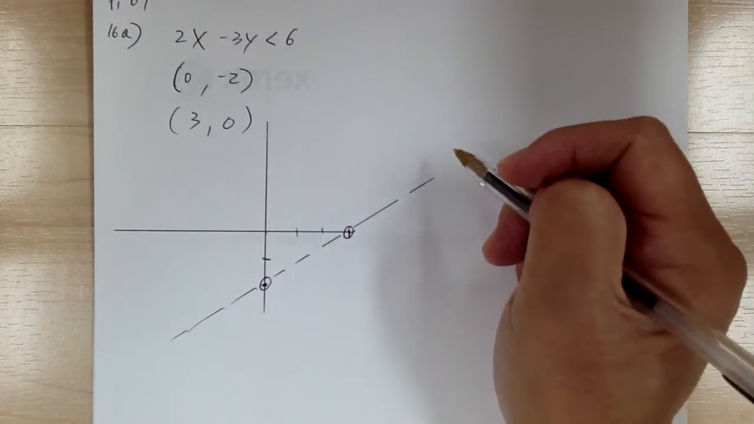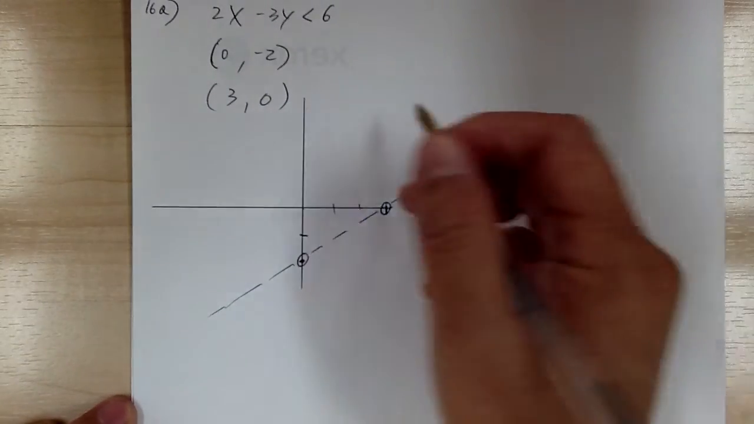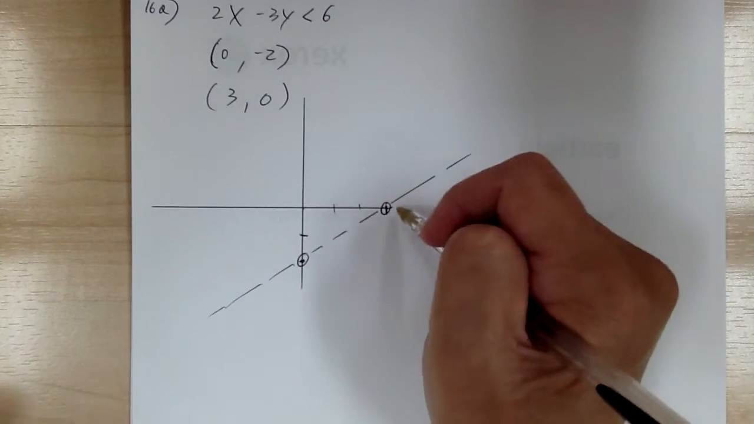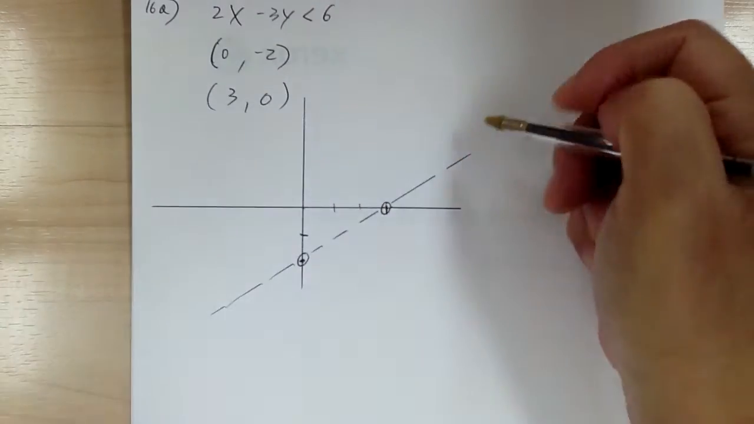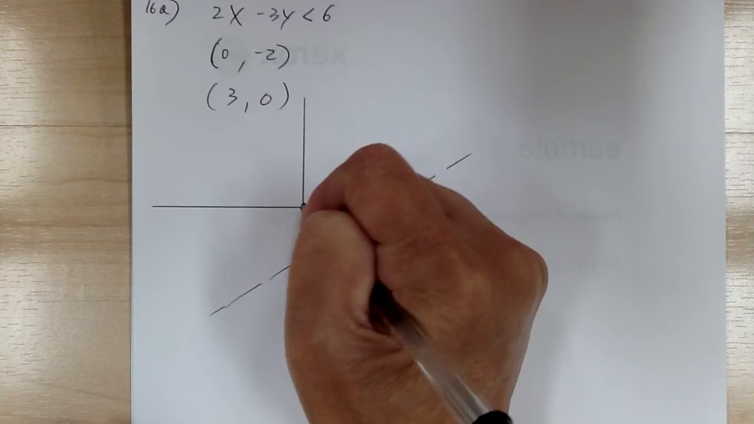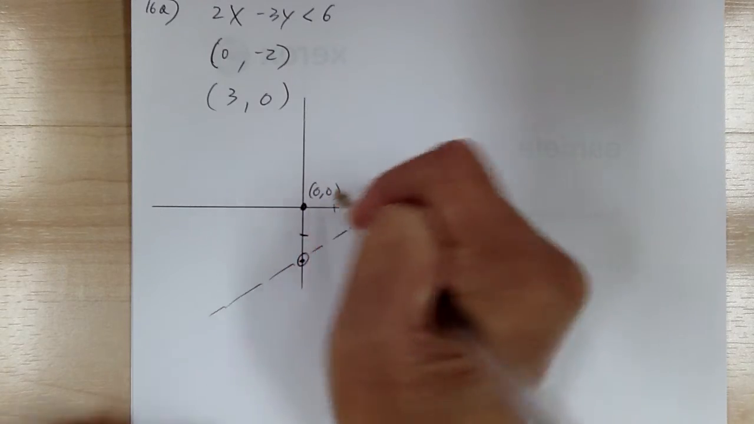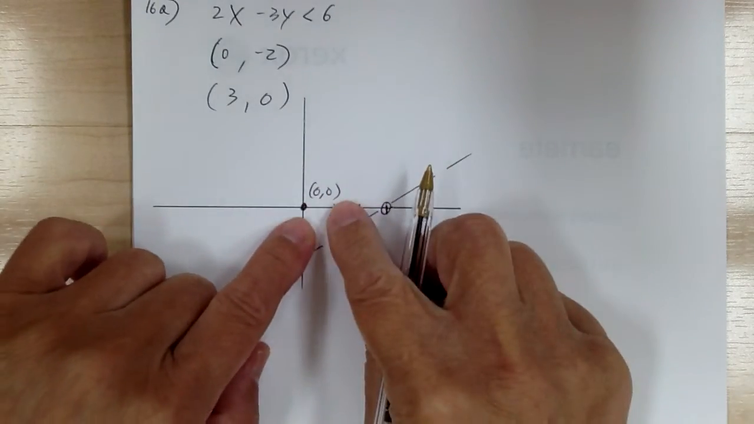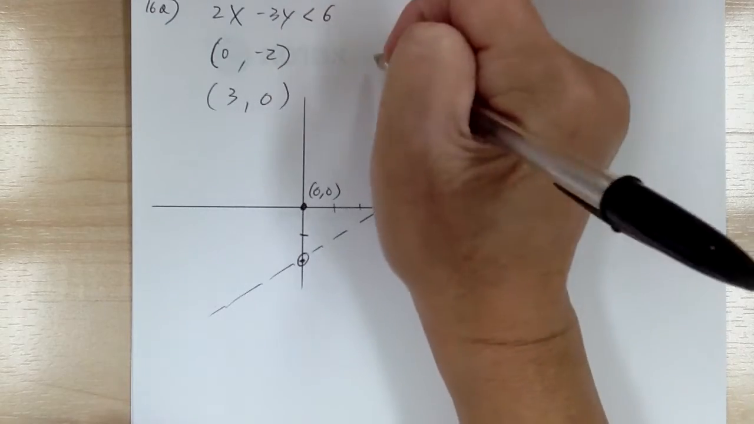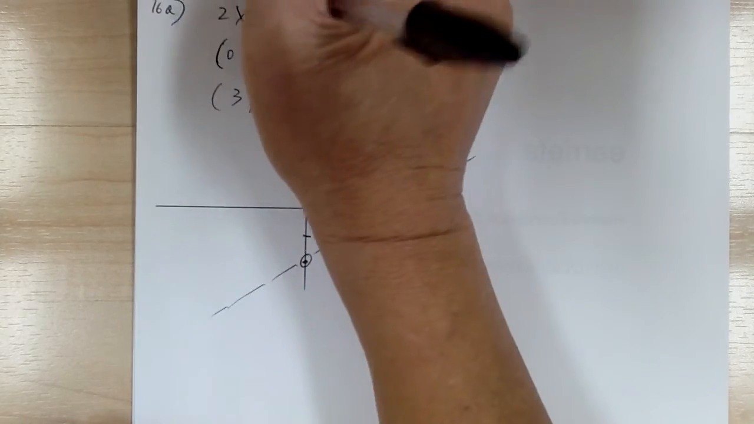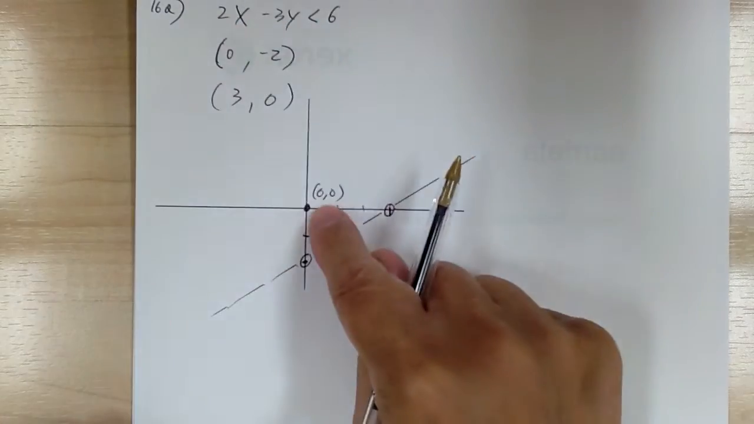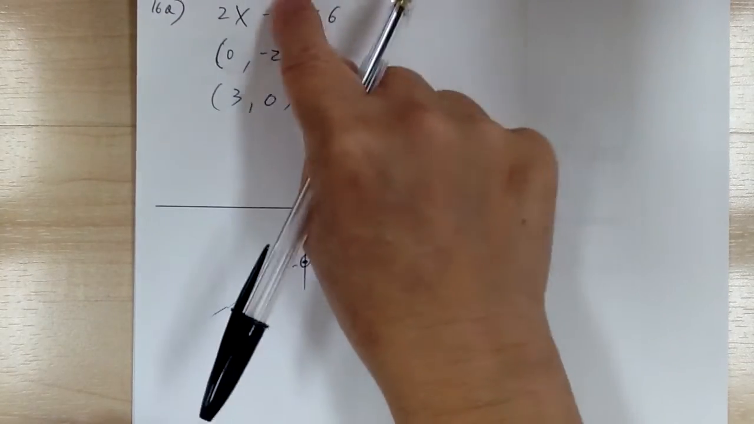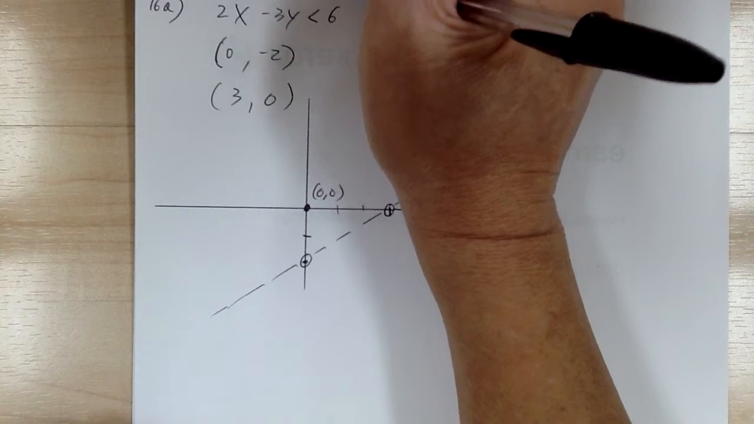And then after that, you do the testing point. Again, you want to choose any point that is not on the line, and you want to choose the easiest point. The easiest point would be 0, 0. Use 0, 0 as your testing point. So you substitute this into x and y, and you get 0 less than 6, which is true.